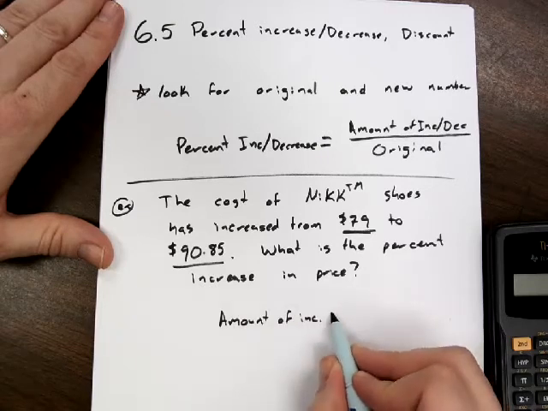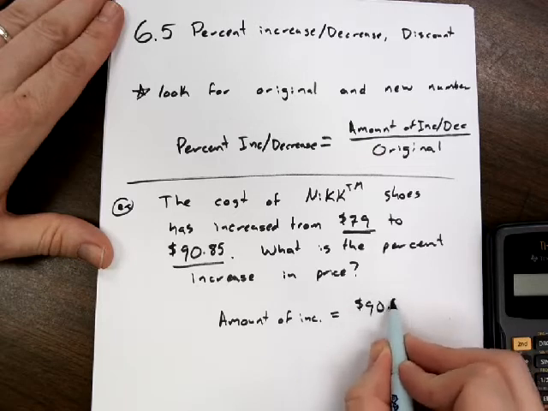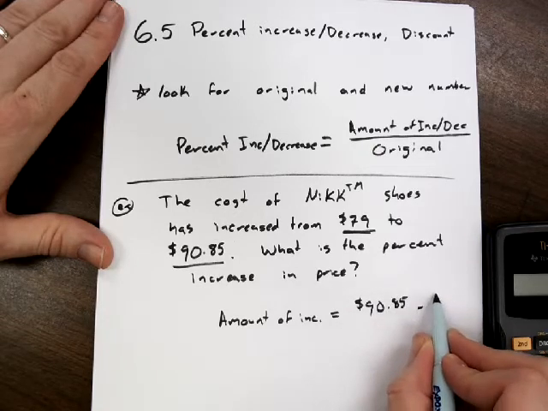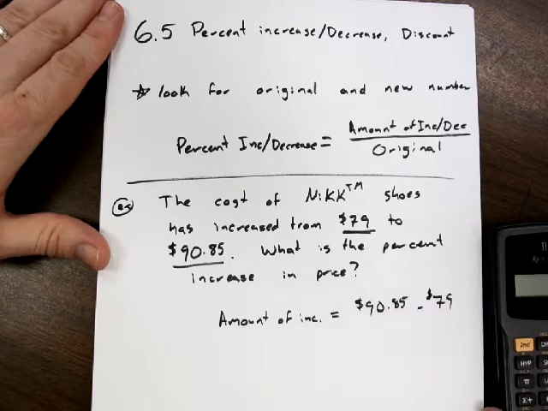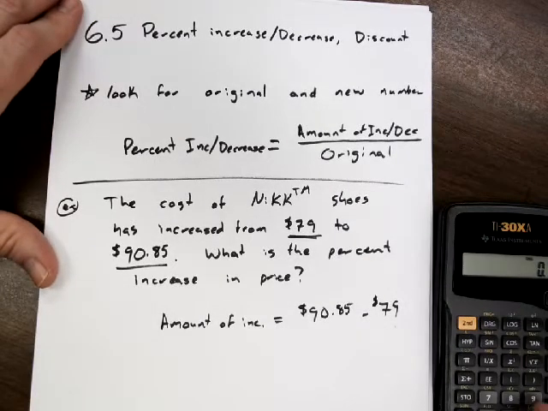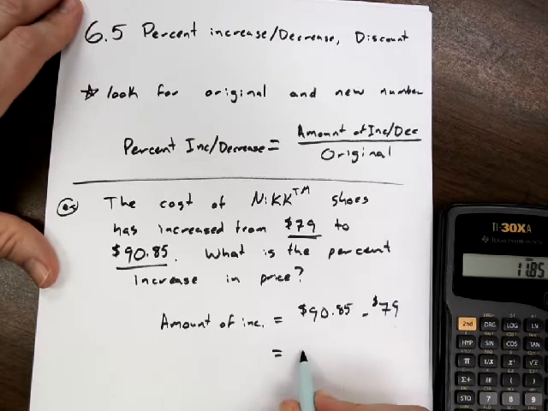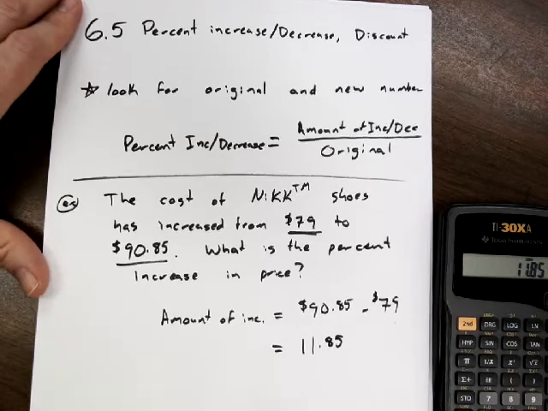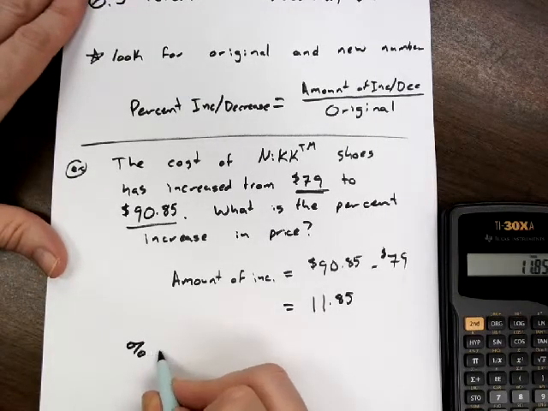Our amount of increase is going to be that $90.85 minus that $79. And again, these are questions that it's okay to use your calculator on. So 90.85 minus 79. So it looks like this is grand total $11.85 increase. Now what we're going to do is we're going to figure out that percent increase.